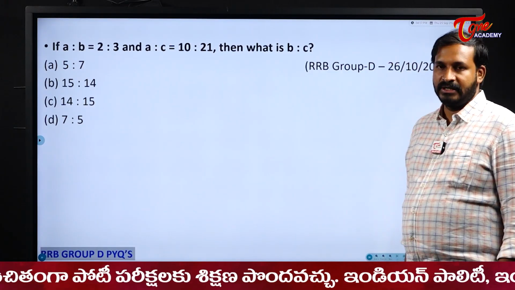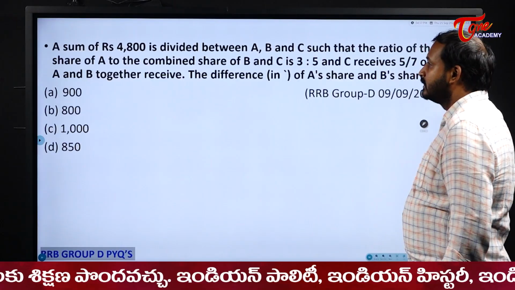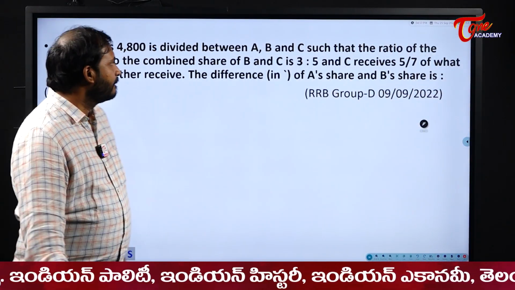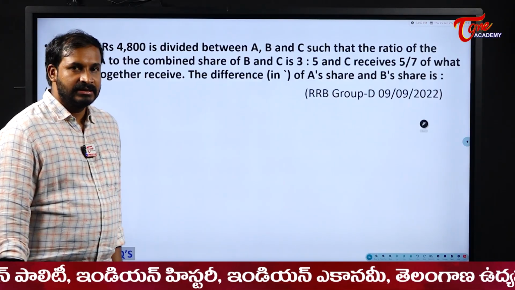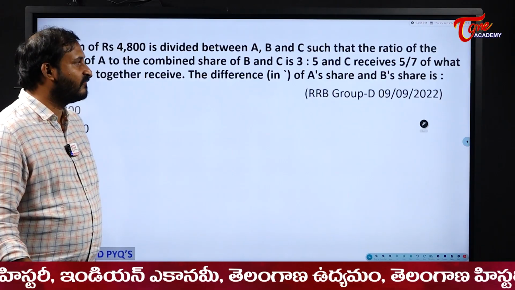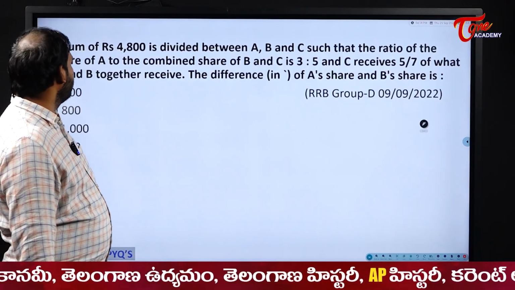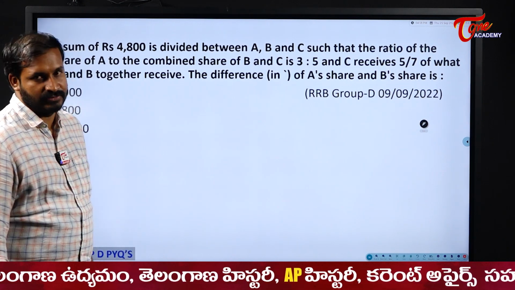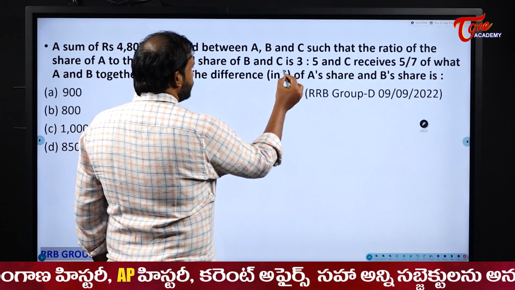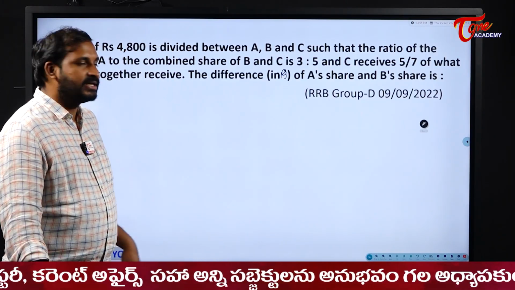Similar one, solve it. Here A is common. That's it. Same concept. Please try to solve it, students. Next. A sum of rupees 4800 is divided between A, B and C such that the ratio of the share of A to the combined share of B and C is 3 is to 5, and C receives 5 by 7 of what A and B together receive. The difference in rupees of A's share and B's share is. That is the question, students.